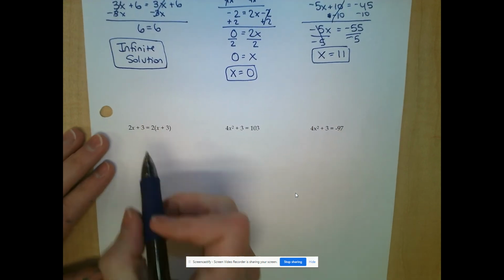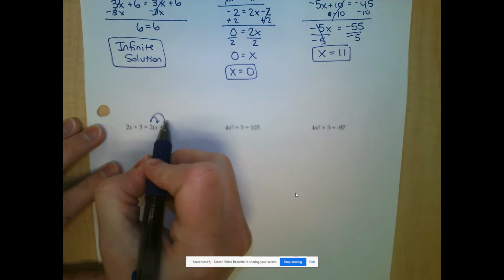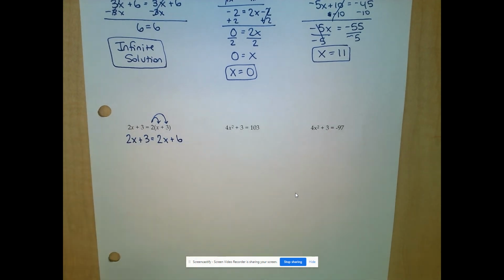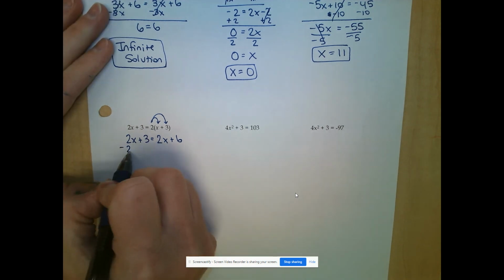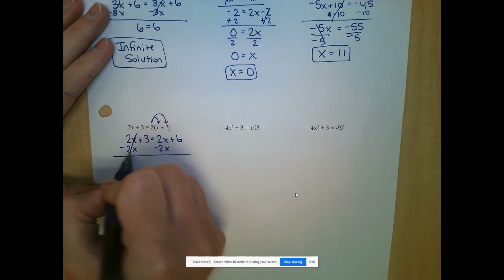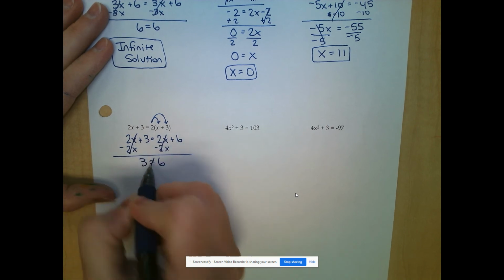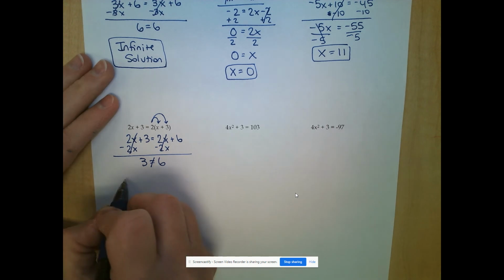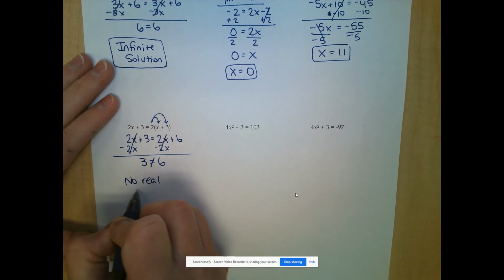The next one that we have here, 2 getting distributed, would be 2x plus 3 equals 2x plus 6. And you should already be thinking something is wrong. How can 2x plus 3 be equal to 2x plus 6? So let's see what happens. When we take away 2x from both sides, you have 3 equals 6, which is not a true statement. So if you, opposite of the first one, get to a point where you have two values, no variables left, and they are actually never equal to each other, 3 will never equal 6, this one would have no real solution.